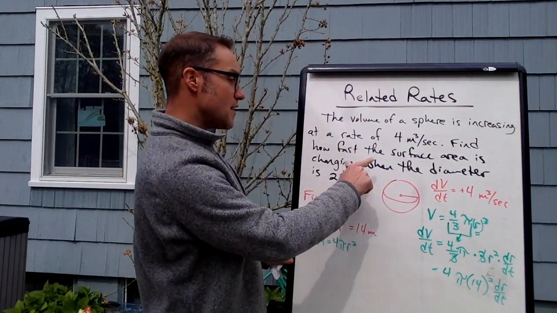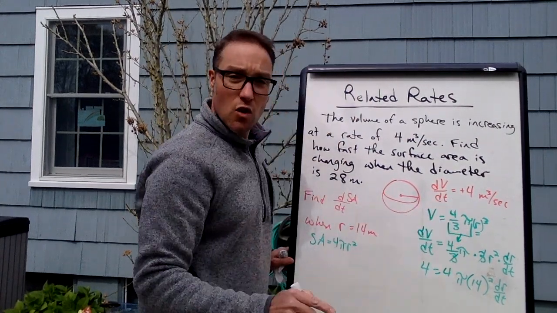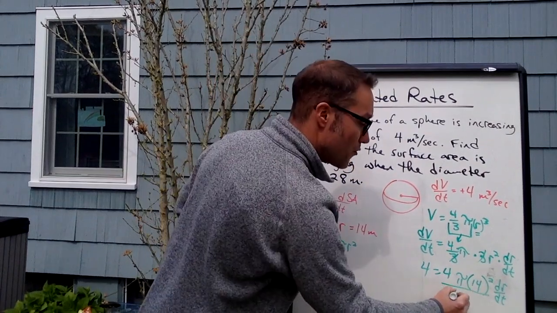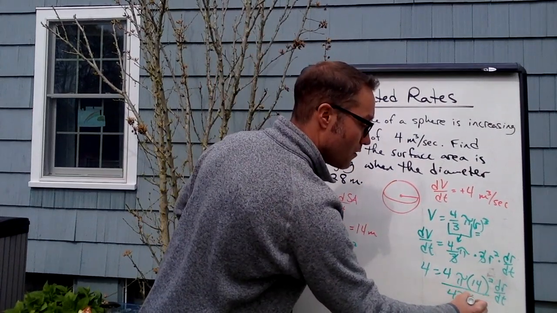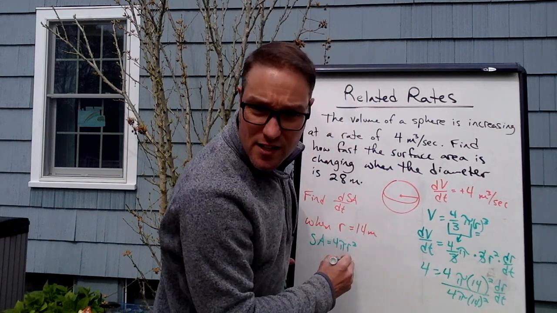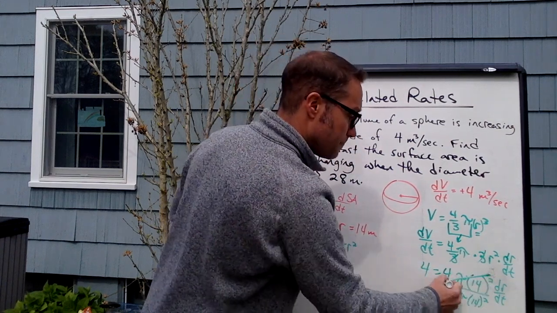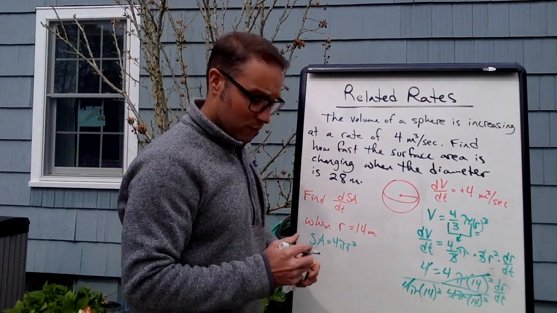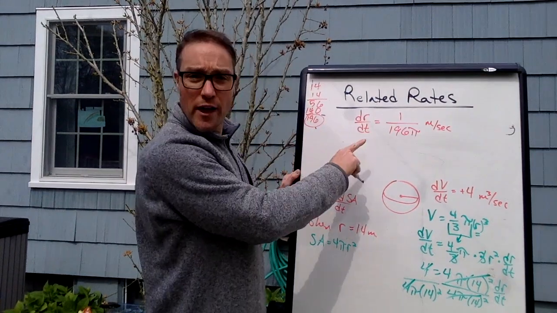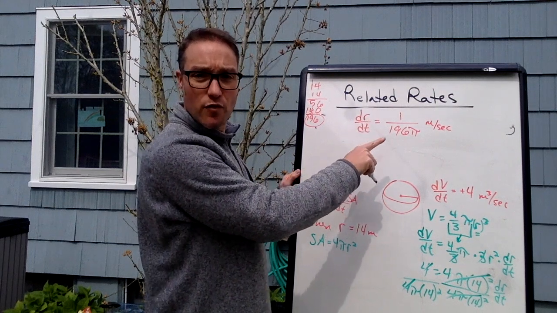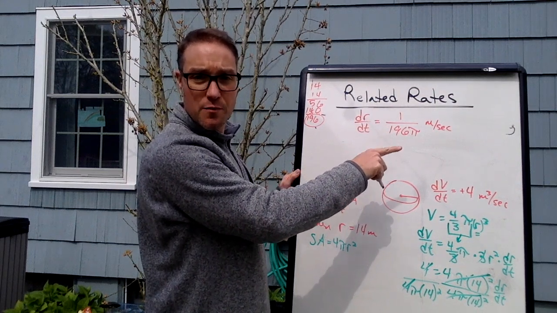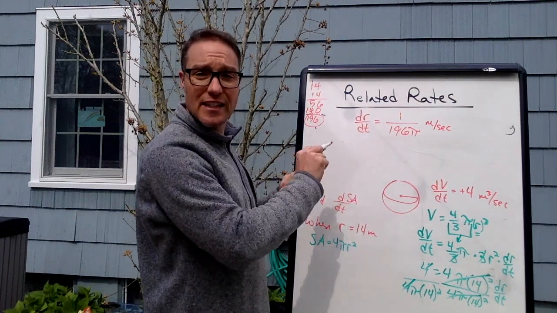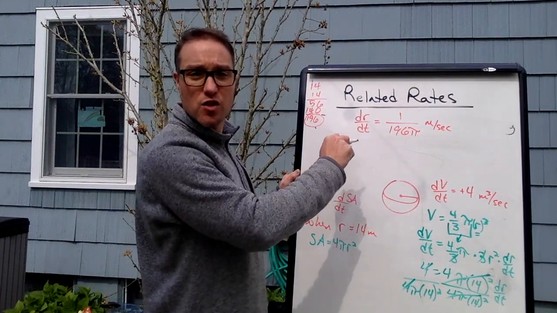Do I know dV/dt? Oh, dV/dt is 4. So why don't I solve this for dr/dt since that's the only thing that's there? Divide both sides by 4 pi 14 squared. Can you see this? I think you can. Sorry, it's crooked. The 4's cancel. 14 squared, give me a second. It's 196. Okay, so I was able to find dr/dt. It's 1 over 196 pi. Make sure the pi's in the denominator. Meters per second. Radius is a linear, one-dimensional quantity, so it's just meters per second.